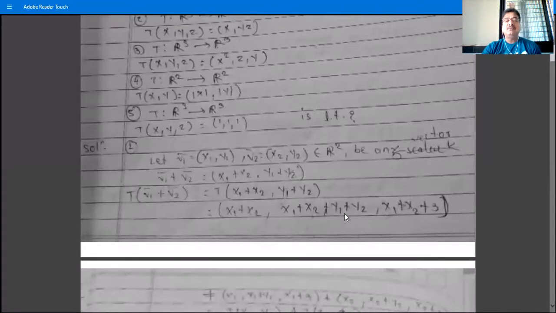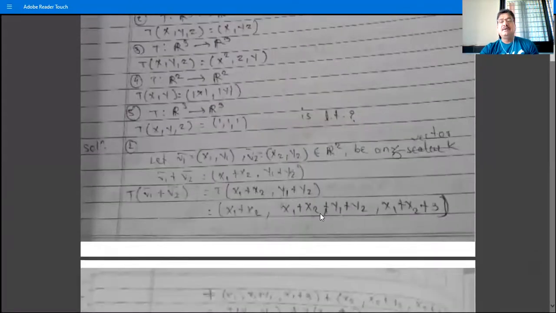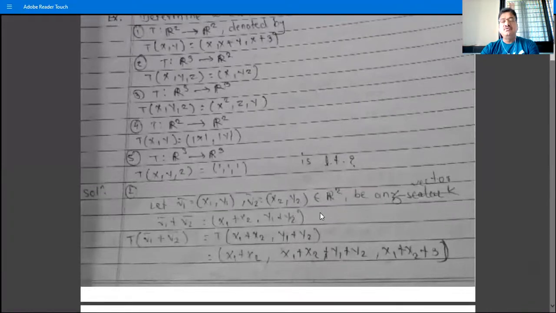That is, we will prove that the condition fails, either by using a counter example or by using a general example. So see the answer of the first problem. We will give the answer in two ways.